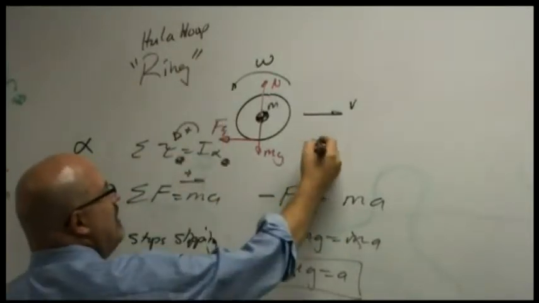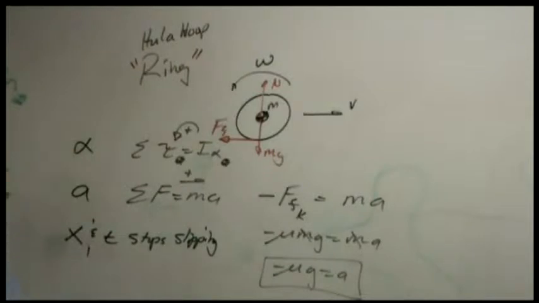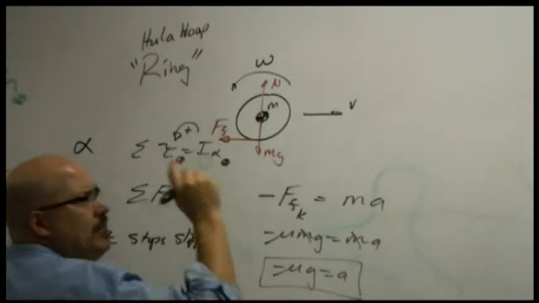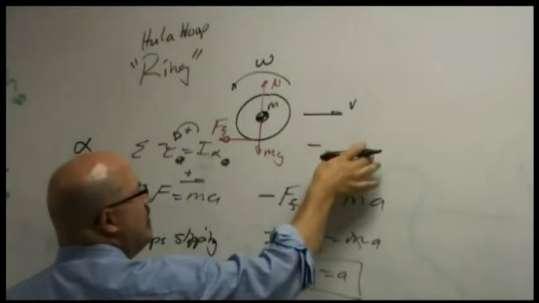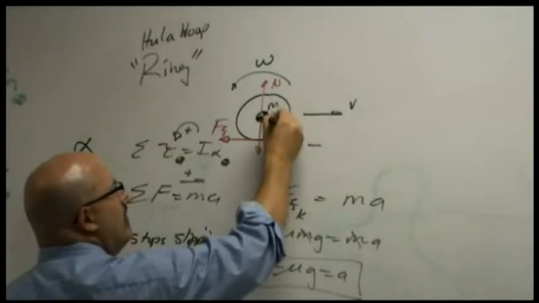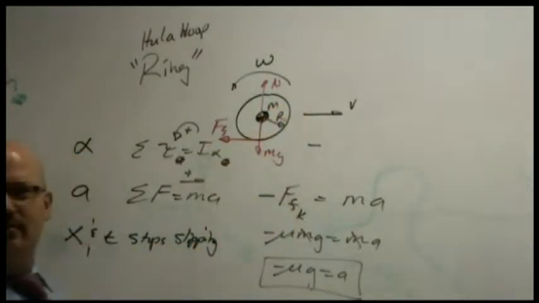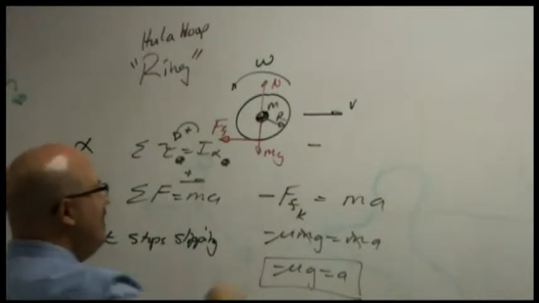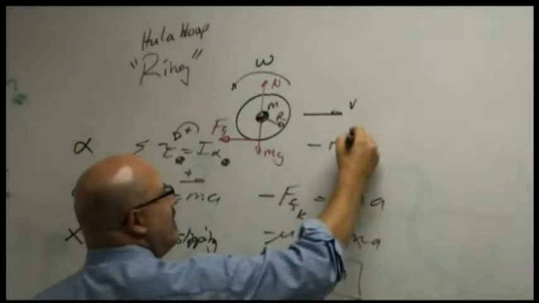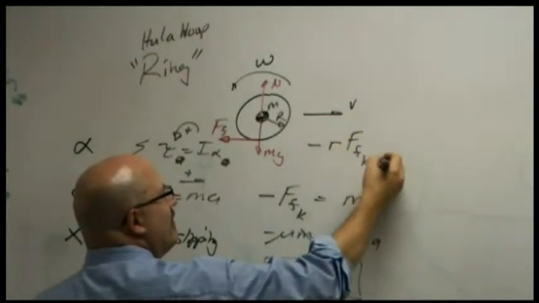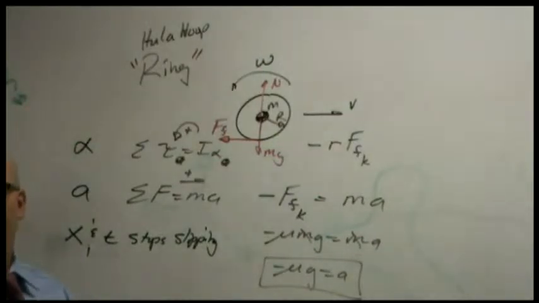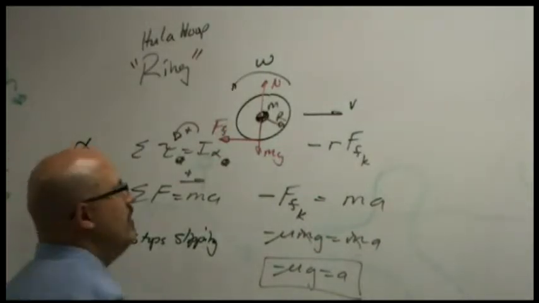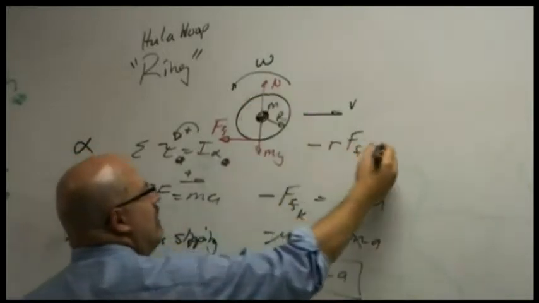All right, so how many torques do we have then? One. Positive or negative? Negative. Why is it negative? Because it's r cross F, and our sine theta disappears, right? Because we have a 90-degree angle between our force and our radius. Okay, so there's our torque.